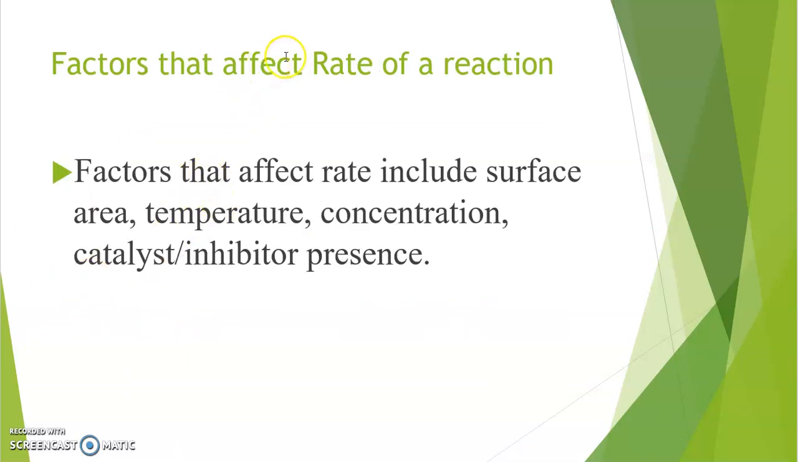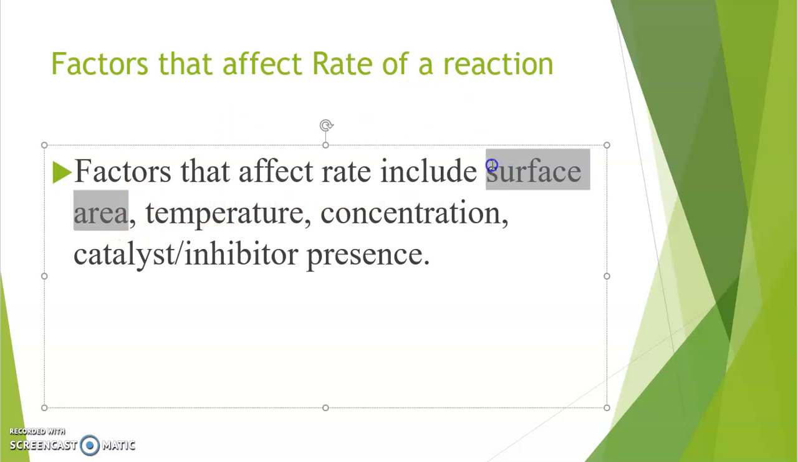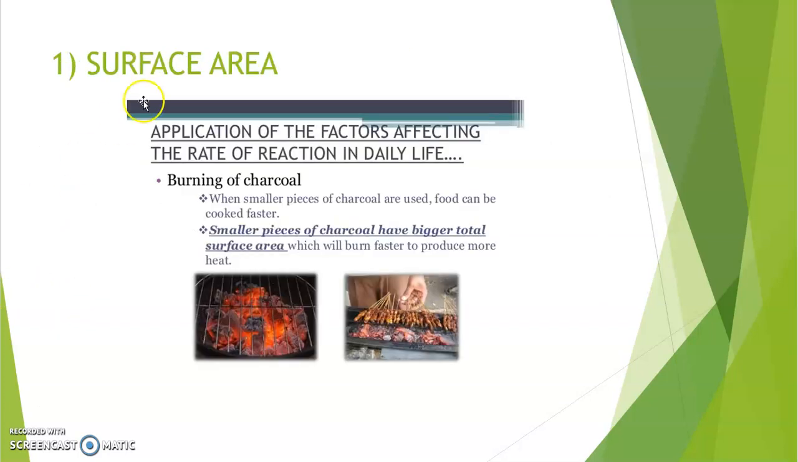Now, for the factors that affect the rate. In chemical reactions, there are four main factors that affect the speed or the rate of the chemical reaction. We have surface area, temperature, concentration, and the presence of a catalyst or inhibitor. Let's check. Number one, surface area.